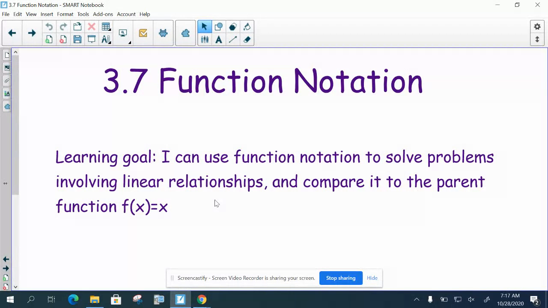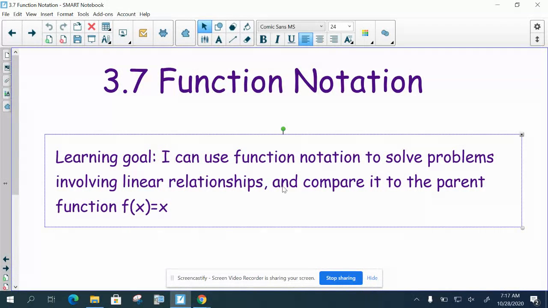And we're also going to learn in more detail how to write a domain and range for a function, specifically a function word problem, like a real-world example of a function.